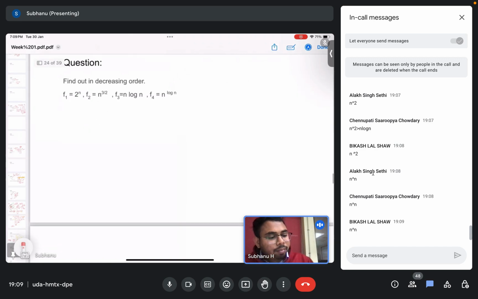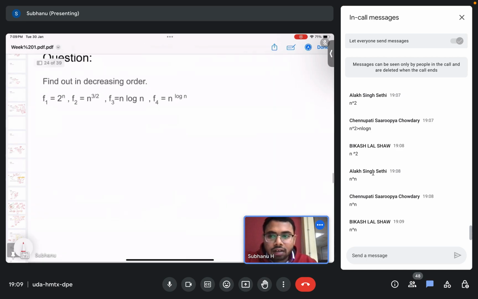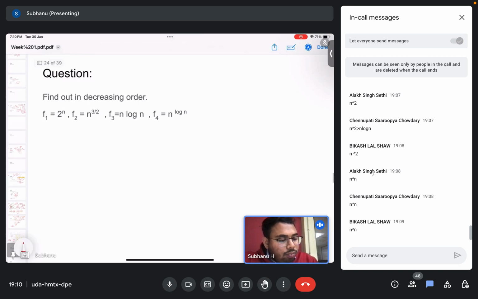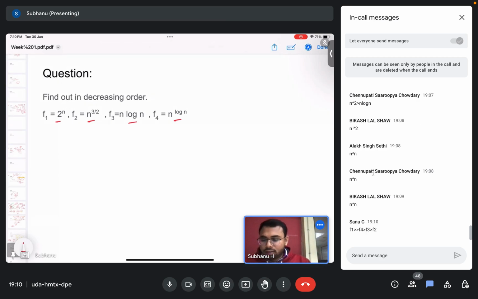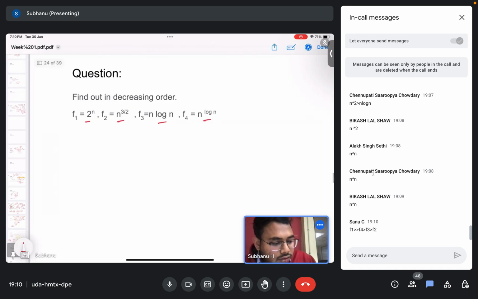So how will you begin in this scenario? If you have this type of functions, you have to find which one is bigger. So take a deep look into these functions first. One is 2 to the power n, one is n to the power 3 by 2, one is n log n, and one is n to the power log n. First take a deep look and then we will discuss. I think you know about the exponential function and polynomial function. So you can see that this is an exponential function.